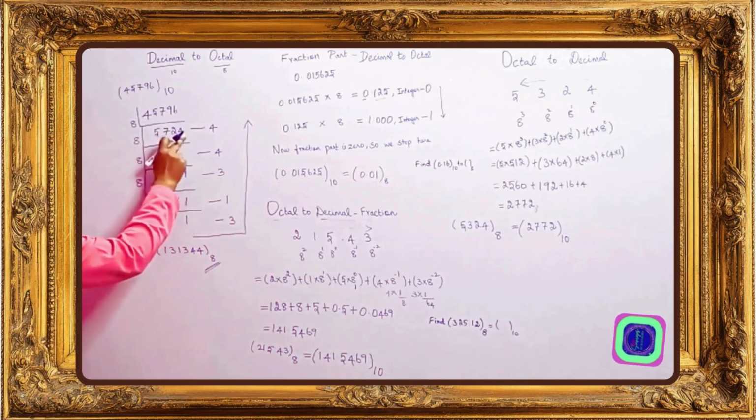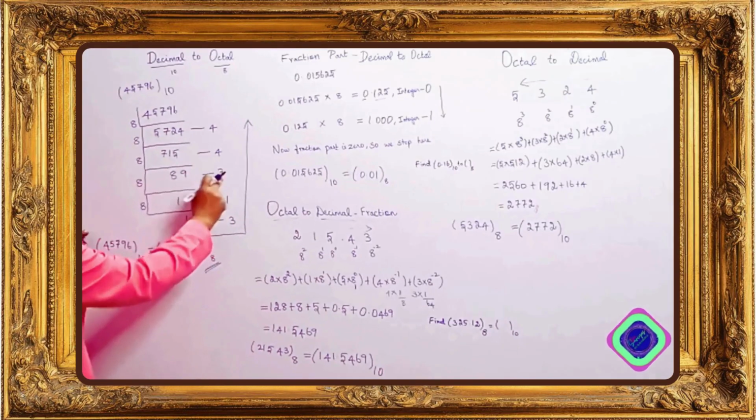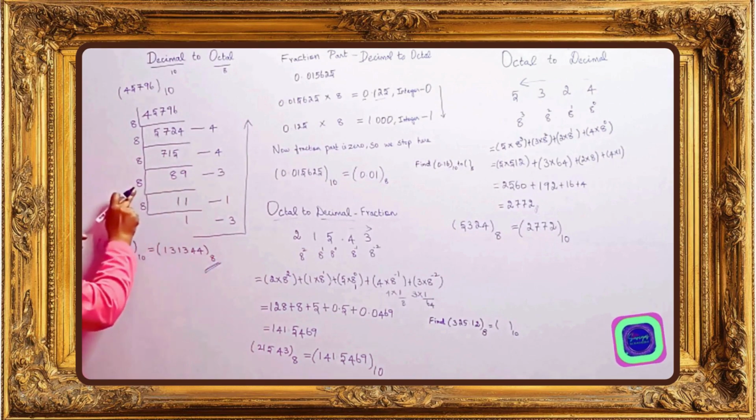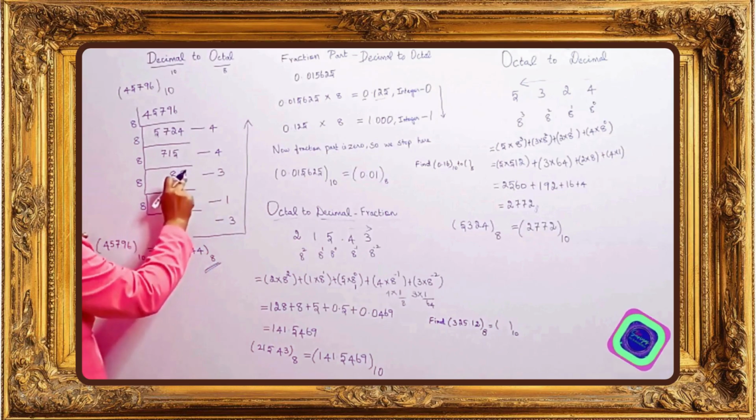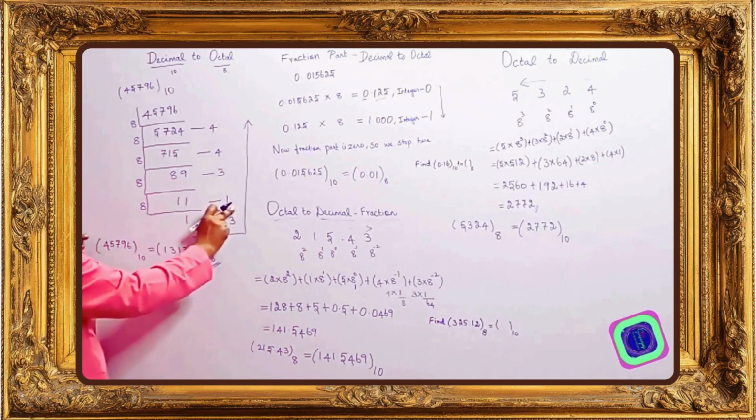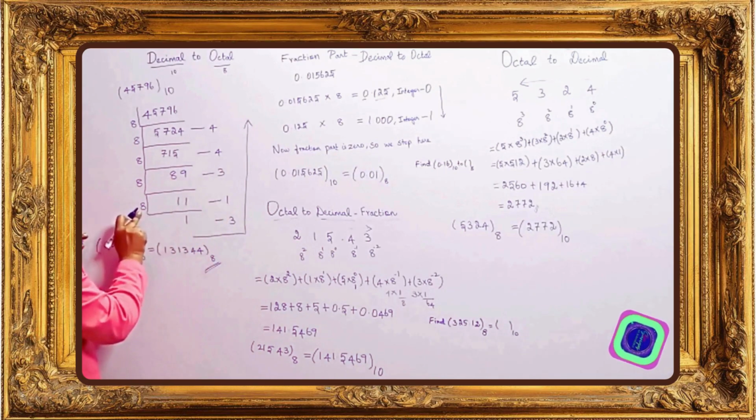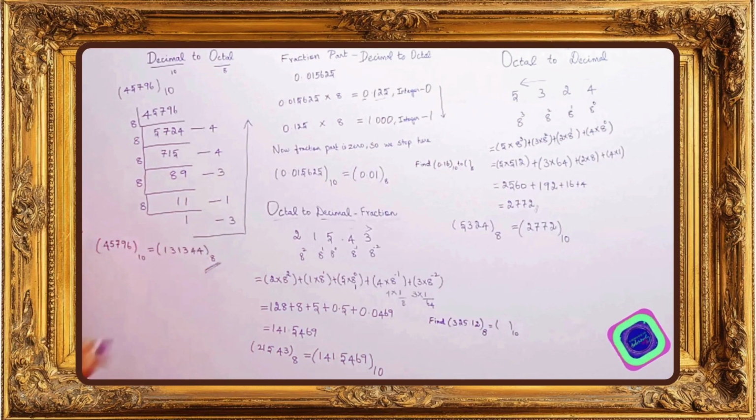And then 5724 divided by 8. And then 89 when divided by 8. 1 8s are 8. Again in 9, 1 8s are 8, remainder 1. 11 which is divided by 8. 1 times 8 and then the remainder 3.